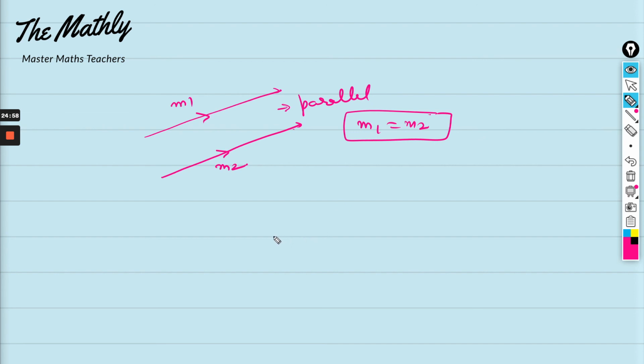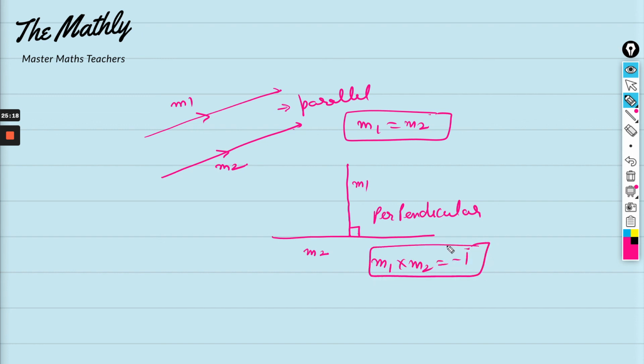Now, if the two lines are perpendicular, let's say the slope of one line is m1 and the slope of the other line is m2. If the two lines are perpendicular, then the product of their slopes is minus 1. I hope the things are clear now.